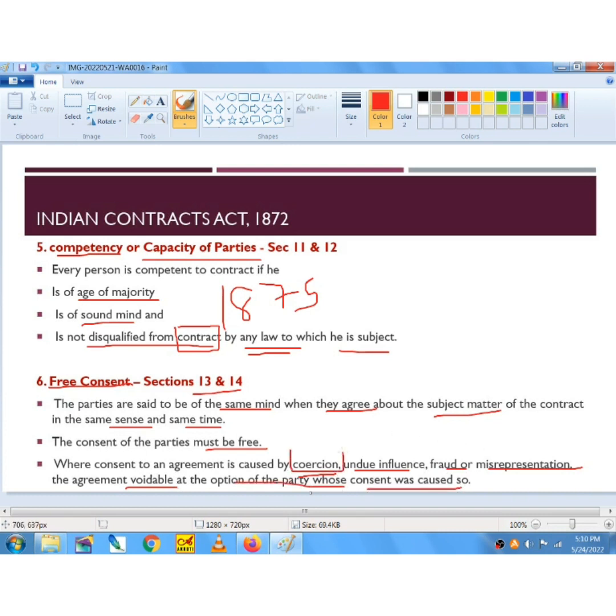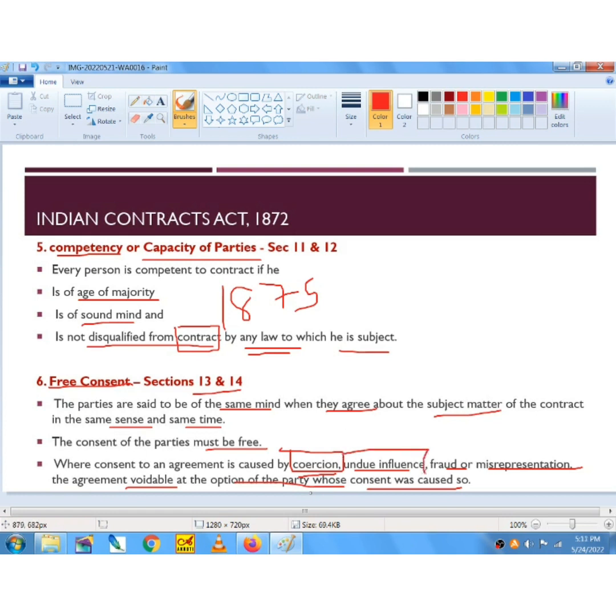So what is coercion? Coercion means any act which is illegal under any other law. Like if you put a gun to someone's head and say, do this act or else I will kill you, then that is coercion. So coercion is any illegal act used to compel the other person to do some act by making him afraid by this illegal act.